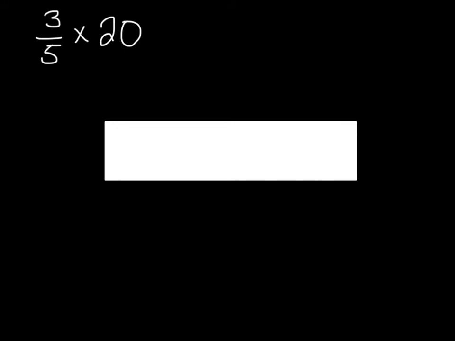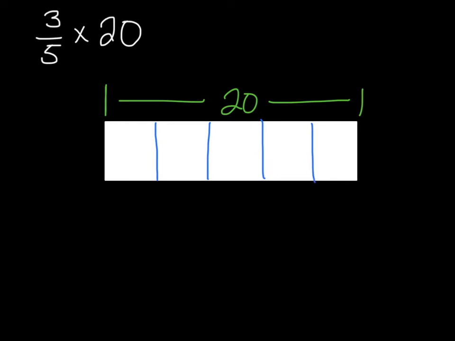So this time I went 3/5 times 20. So the whole bar is equal to a total of 20. So we always label that across the top. We want to find 3/5 of it, which means we need to chop it up into 5 parts. So as evenly as you can, break the bar up into 5 pieces. Well, 20 divided into 5 means each one of these pieces is equal to 4. Because 20 divided by 5 is 4.